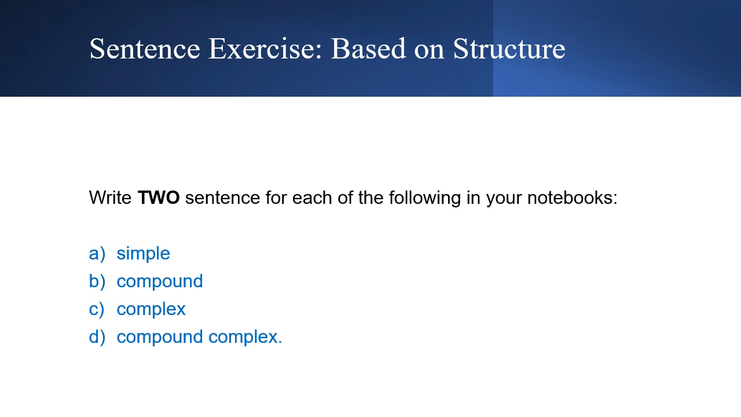Okay, try to write the compound complex sentence with two of them. One of them should have at least one subordinate clause with two main clauses, and one of them should have two or more subordinate clauses with two main clauses, because you know that two main clauses is a must in this.